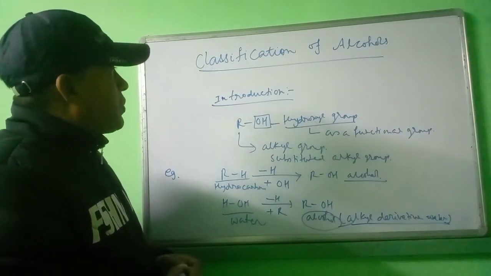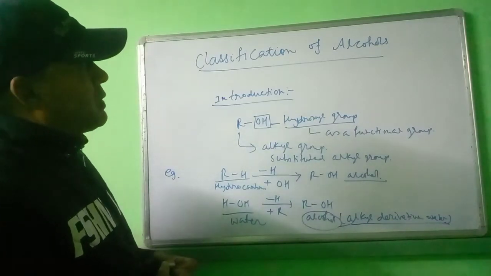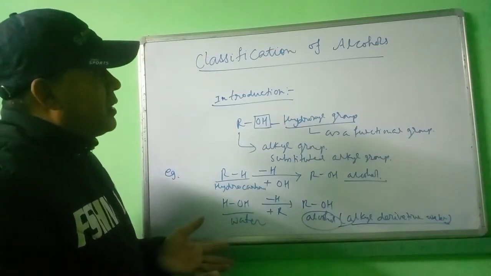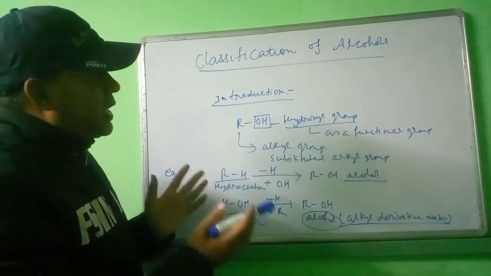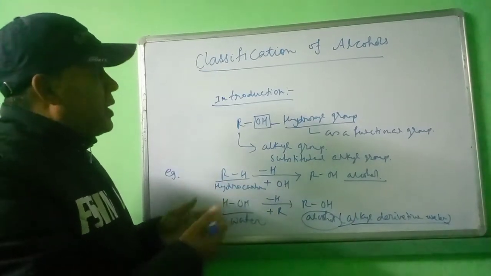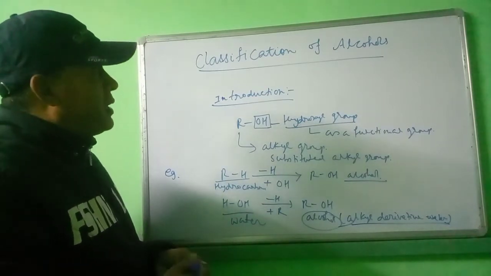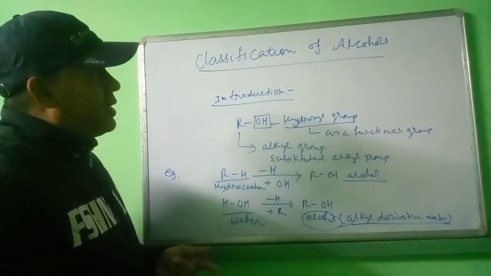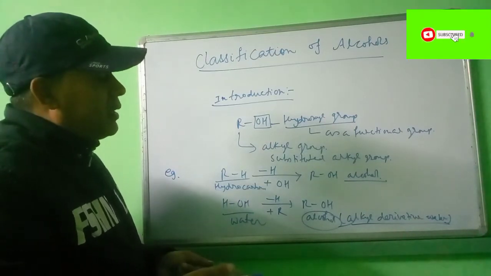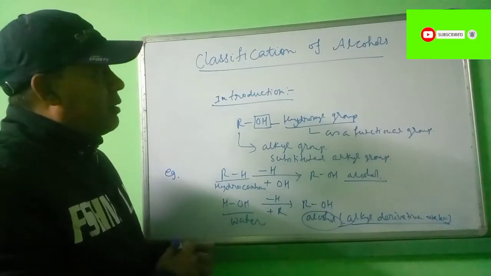Okay, now classification of alcohol. We can classify alcohols in different ways. Sometimes we classify depending on the number of OH groups present in the alcohol. Sometimes one OH group, sometimes two, sometimes three, sometimes more than three. This way we can classify the alcohol.